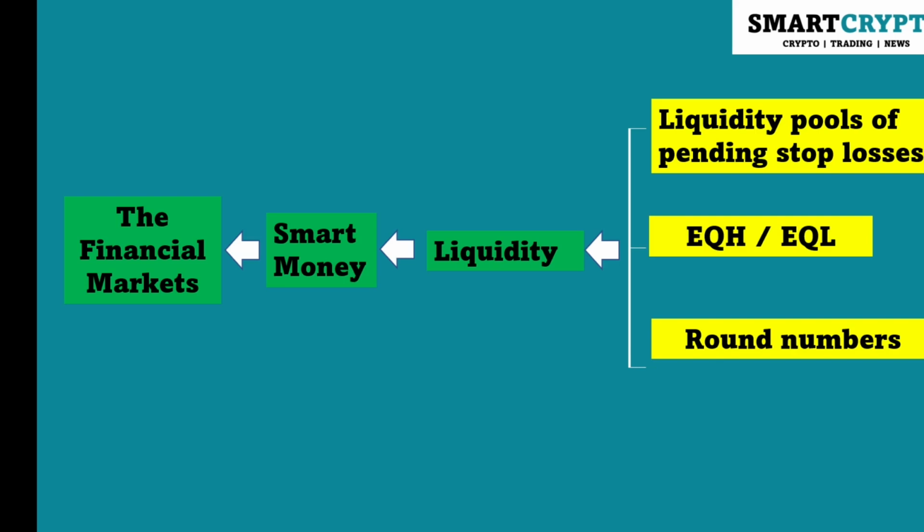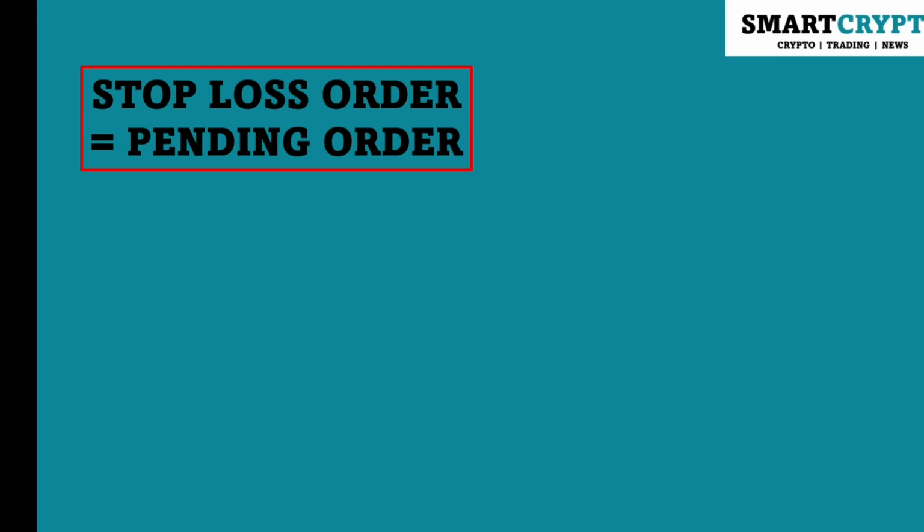Some distinguish between internal and external liquidity, and that is a good start. But for me, that doesn't really explain the reason why smart money is behaving in the way that it does. We must take our understanding to a next level.